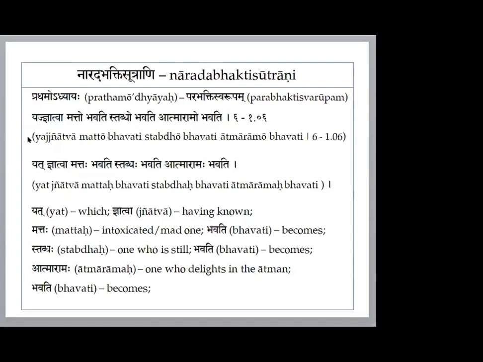Well, let's just look at consonants which require some attention to pronounce. Yajñātva, no aspirated consonant, so it should be rather simple. Matto bhavati, the bha has to be aspirated. The next word, stabdho, the last letter, dho, is the fourth letter in the tha varga, or tha class of consonants, so it has to be aspirated. Then bhavati, again bha, which has to be aspirated. Atmaramo is all simple. Bhavati again is bha aspirated.